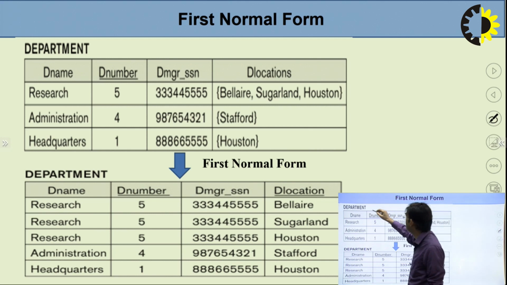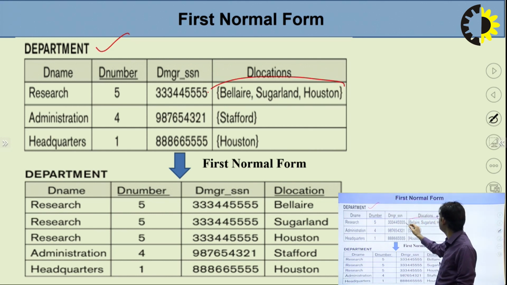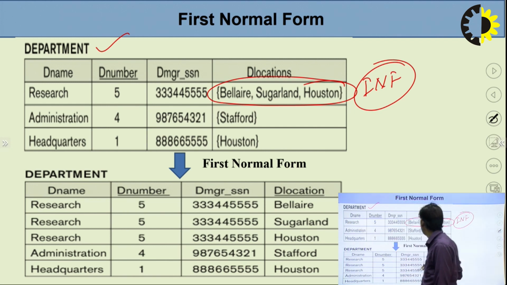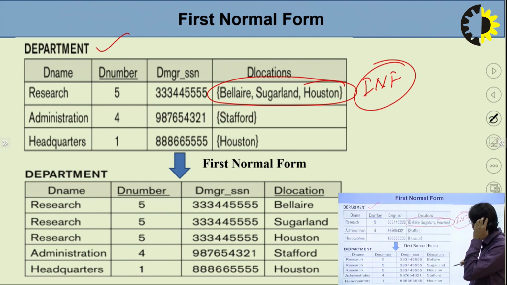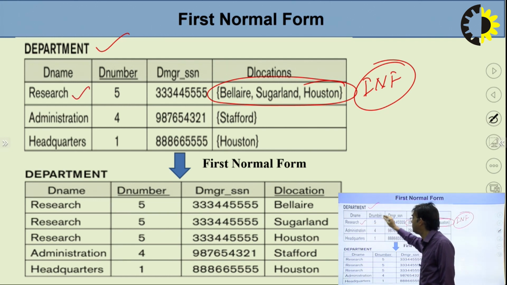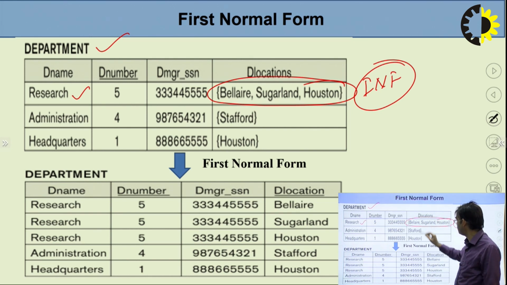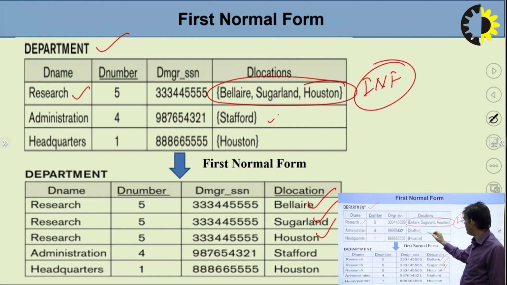This is the department table. In the department table, this contains multiple values. This is not first normal form. Why is it not first normal form? Because a tuple, the research tuple, contains multiple values. That's why we have to convert the given relation into first normal form. How do we convert? We have to just take this research and repeat it for the different values. Here, in the first attribute research, we take Bellary, second Sugarland, and third Houston, and the remaining are single-valued attributes. That's why this table is converted into first normal form.